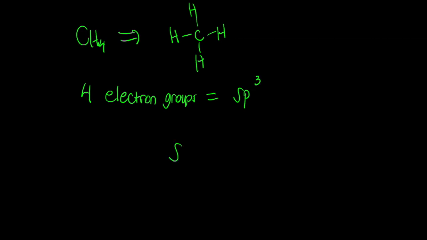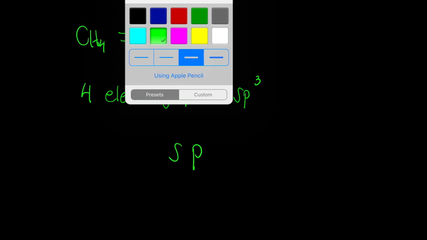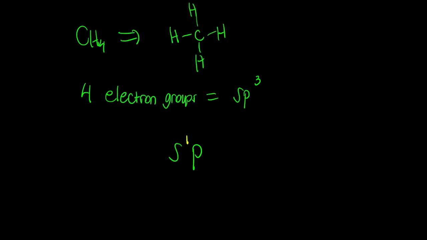Now, the way you figure this out or remember this is that we have one s orbital and a maximum of 3 p orbitals, right? And if you add those two together, you get the same number as your electron groups, okay? So that's how you keep track of sp, sp2, and sp3. You count the groups and then you figure out what the hybridization is.